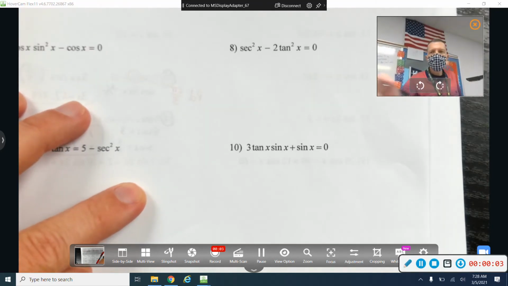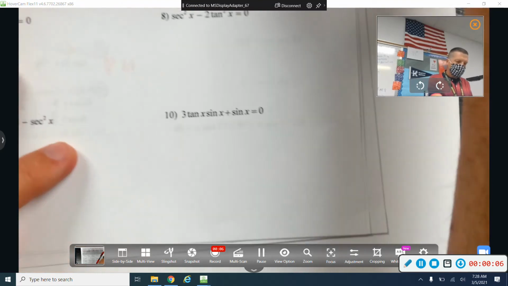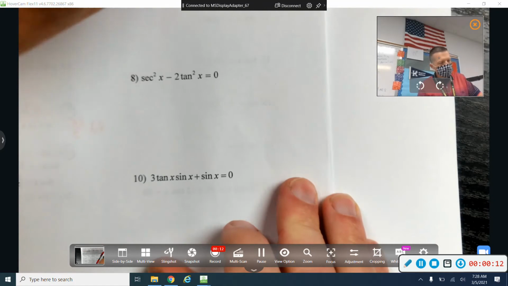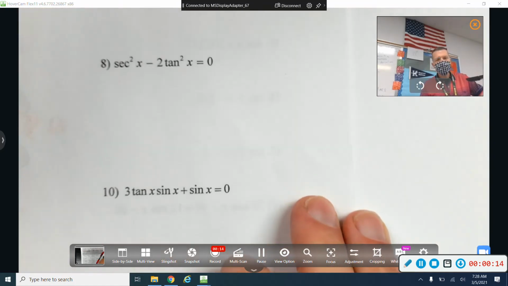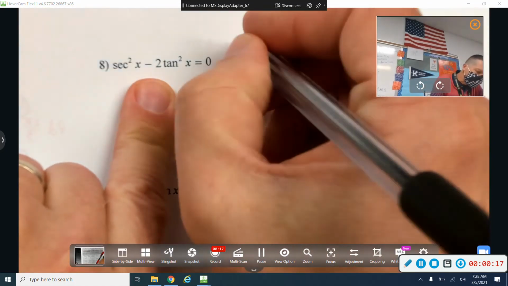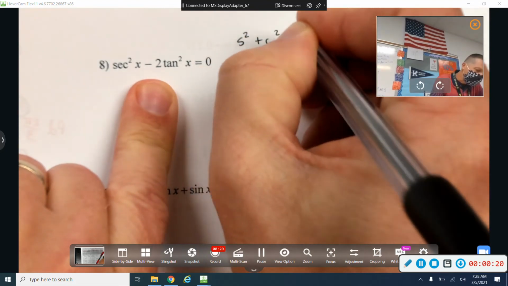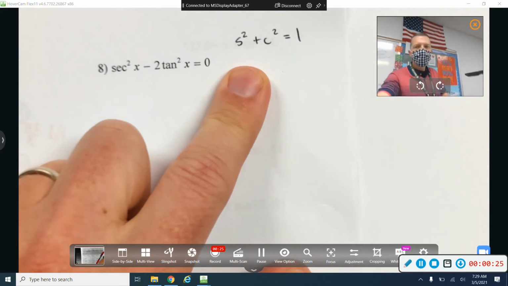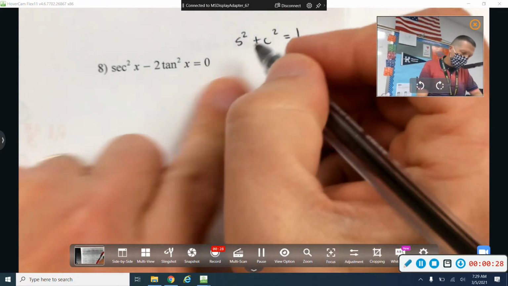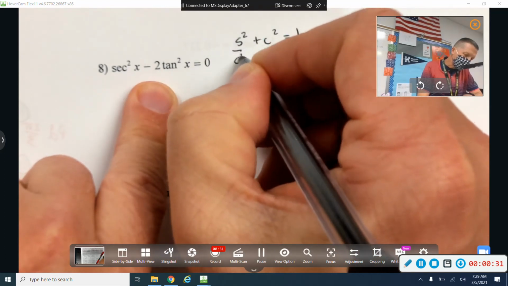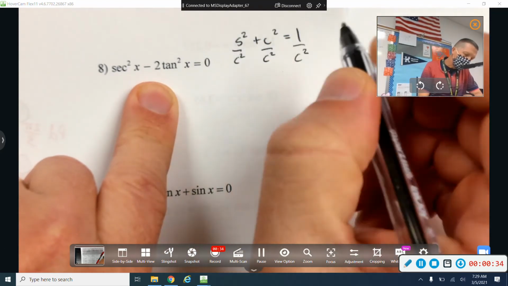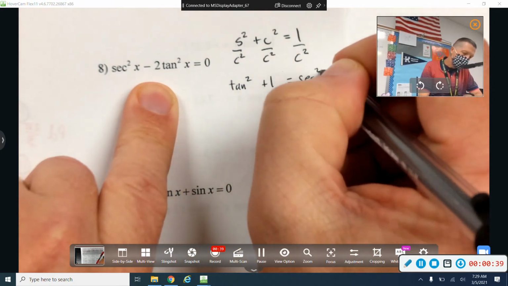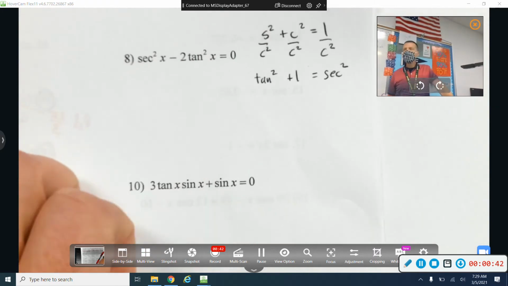Alright, so looking at number 8 on worksheet 3, secant squared minus 2 tangent squared x equals 0. I can't really work this with secant squared and tangent squared in there, but I know there's an identity that relates the two of them, and I don't remember what it is. I do know that sine squared plus cosine squared is 1, and to get tangent out of there, I should divide by cosine squared. Again, maybe you have this one memorized, but I figure it out every time because it doesn't take long.